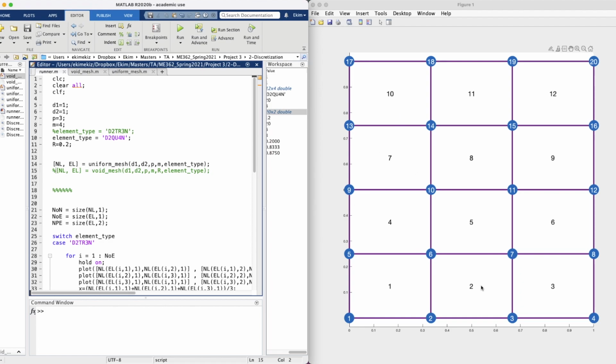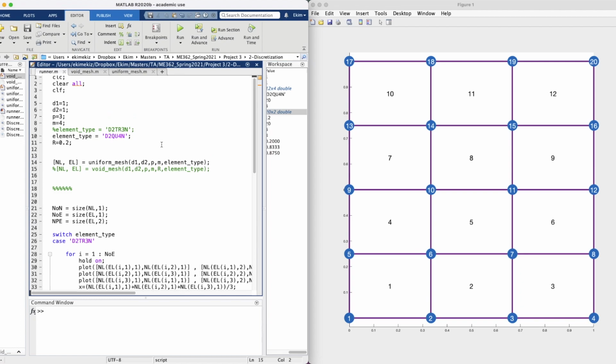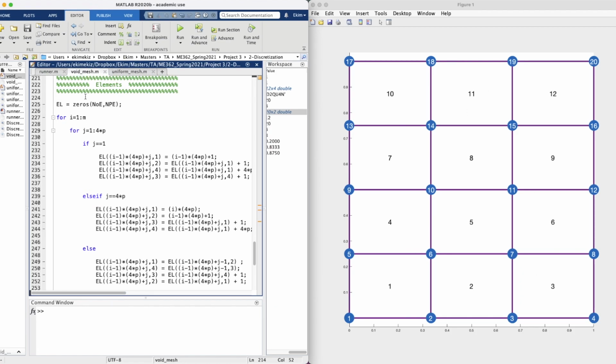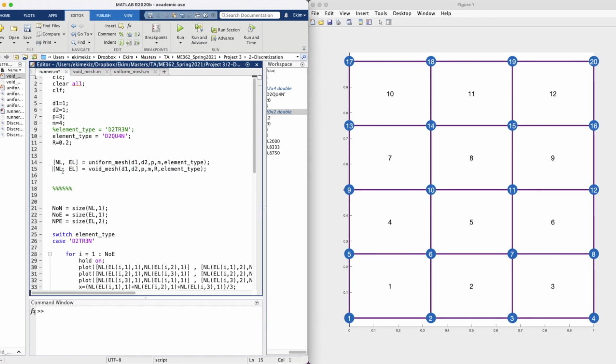Remember, to find the elements, the nodes of these elements, we use the information of the first element of each row. So this, if j is equal to 1, checks whether it's the first element of each row or not. And then using that information, we generated the other elements. We do a similar thing in void mesh. So we run that one.